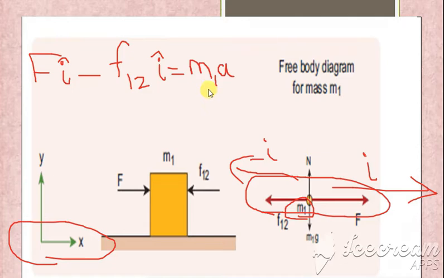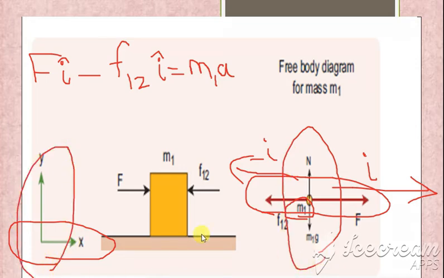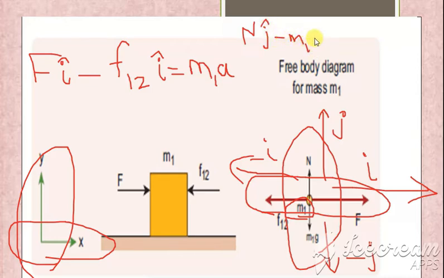Okay, then the next equation is when you are comparing along the y direction. So when you are taking the y direction, this is along what? Positive y, so this is j, and this is along negative y, so it is written as minus j. So this equation becomes N into j cap minus m1g into j cap, that is equal to what? 0. So these are the two equations which we'll be writing in the next steps.